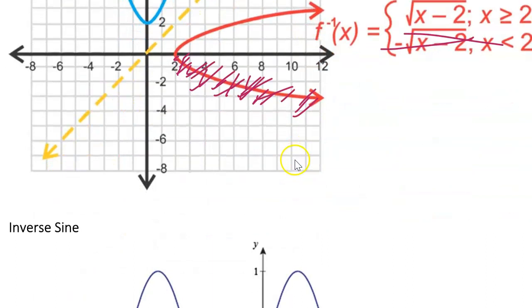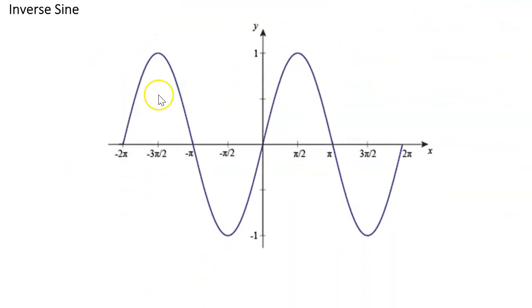Now let's take a look at some trig. As you can see, the sine function as is fails the horizontal line test at multiple points, when it reaches the same height for a different value in the domain. When we're thinking about an inverse function, we want to think about it with a restricted domain, or a limited window. If we pick 0 to pi, you can see we're still going to fail the horizontal line test.